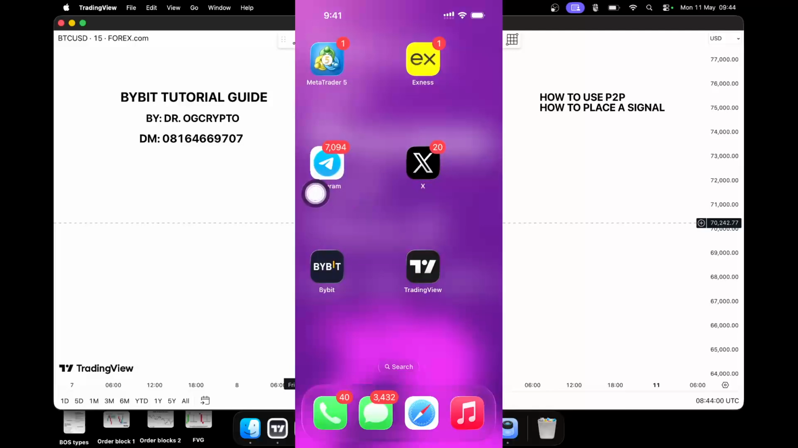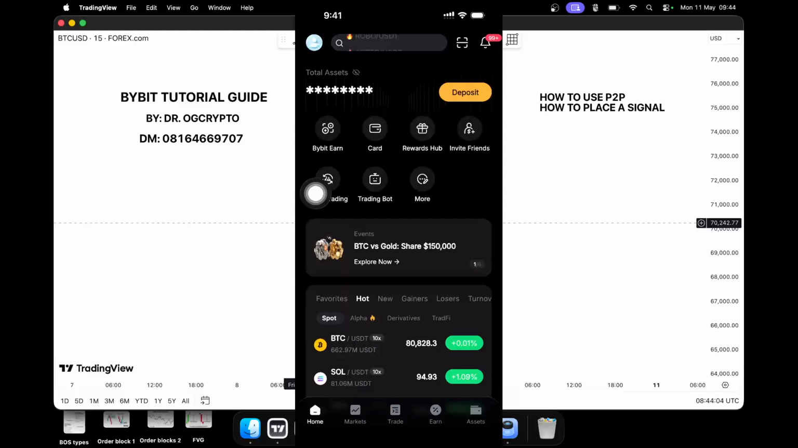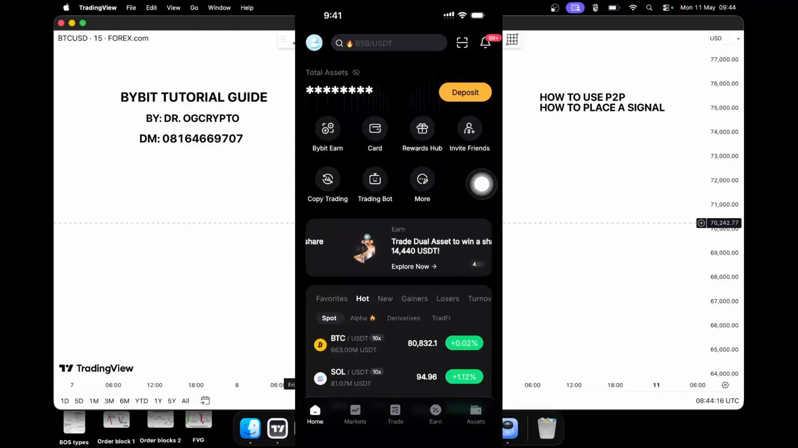So once you sign up on BYBIT, the first thing is it's going to bring this home page for you. In the home page, you are going to see home, market, trade, earn, assets. So let's say you are a total newbie, you don't even know where to go to get USDT, because for you to place a trade, you actually need USDT. You get? So if you only have naira, you don't know how to convert that naira to USDT so that you can use it to place trades.